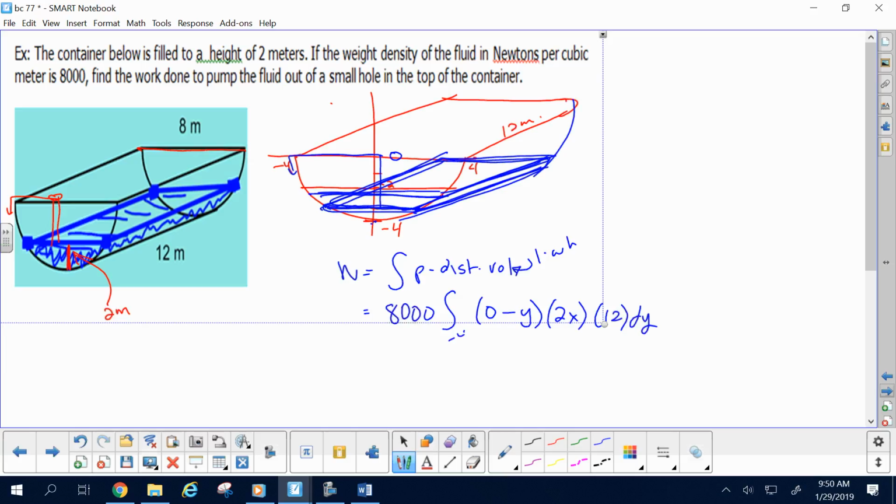-4 to -2. All right. Now, 8,000 is cool. I'm going to pull the 2 out front. I'm going to pull the 12 out front. -4 to -2 limits are good. 0 minus y, I'm going to change to -y.